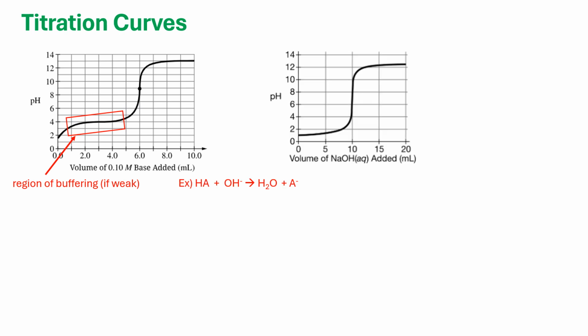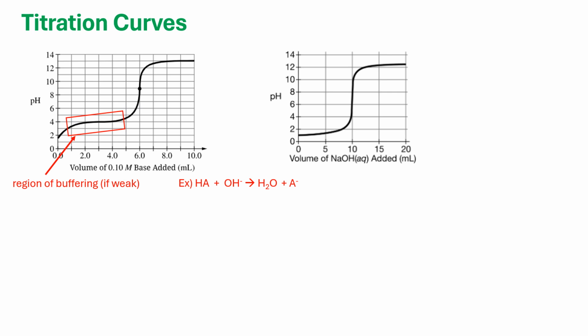Another point that we have to look at here is this region of buffering, where the pH is not changing a lot. Let's first talk about, though, why it is changing at the beginning. So this is a weak acid, strong base titration. We do have a sharp increase in pH, which means we have a sharp decrease in hydronium at the very beginning when we start adding the base.